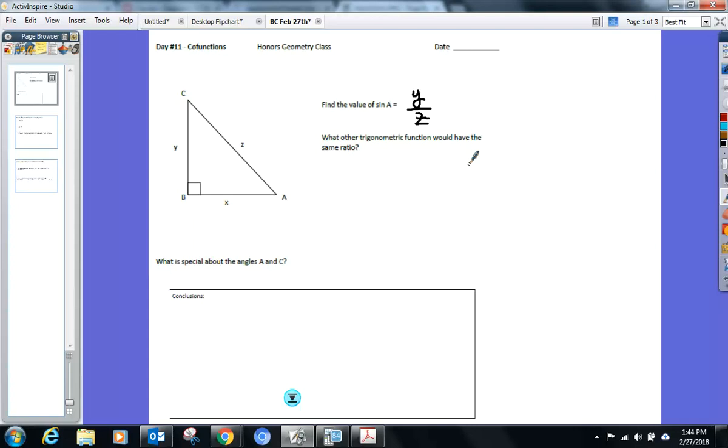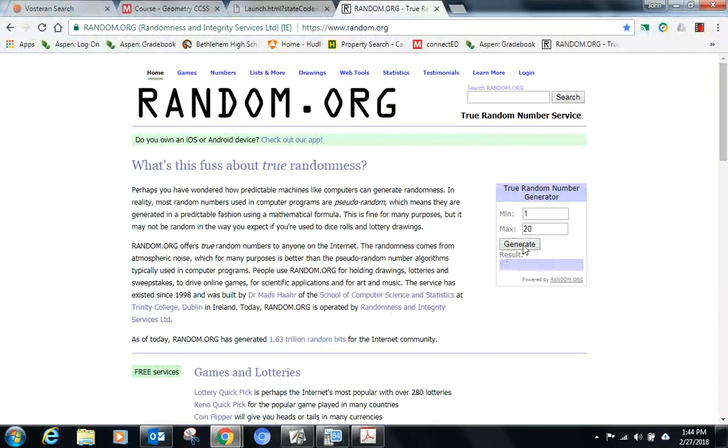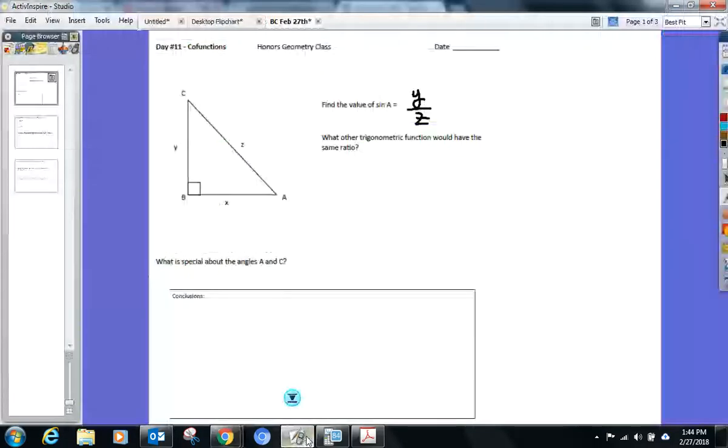And what did you guys find? What did you find there? Cosine of, what did you say, Ryan? C. Yep. So are we all in agreement that the sine of angle A is equal to the cosine of angle C? All in agreement now, because it's both y over z.